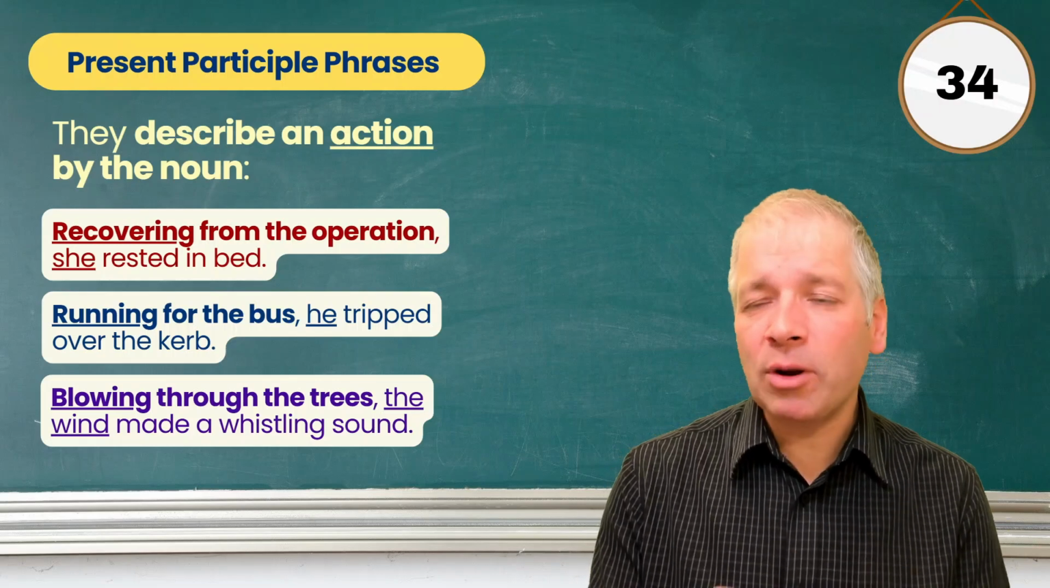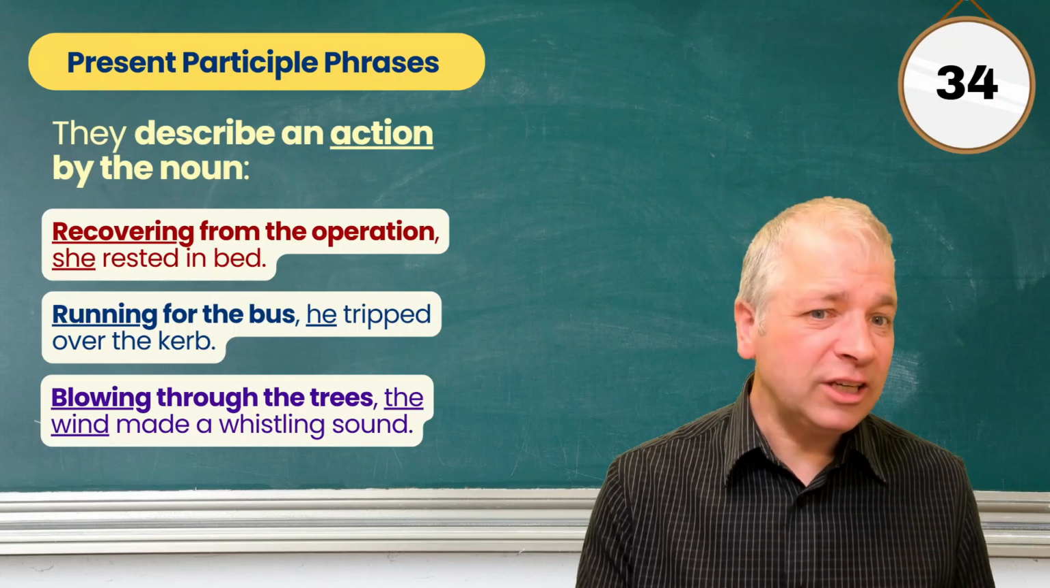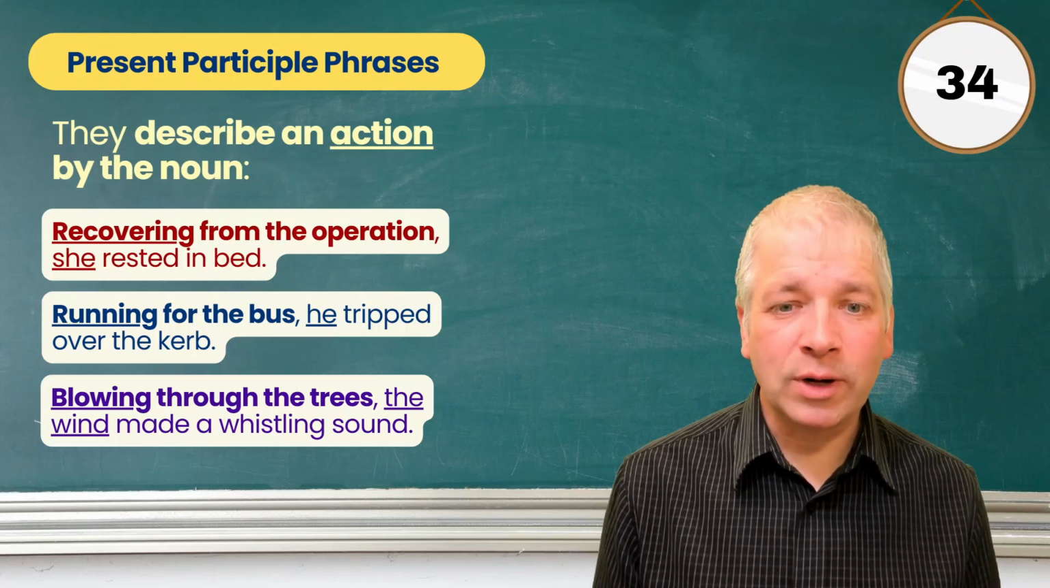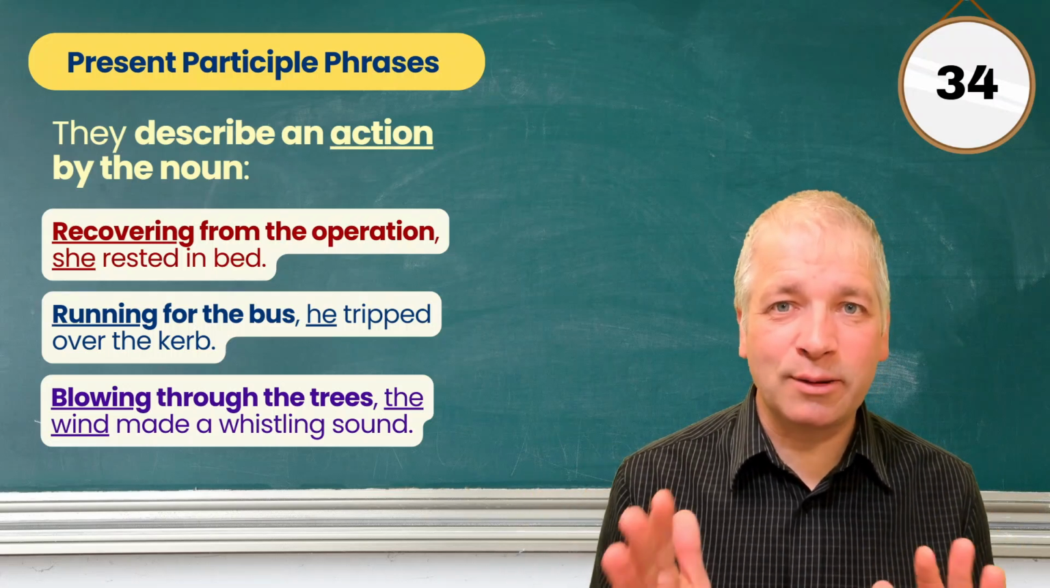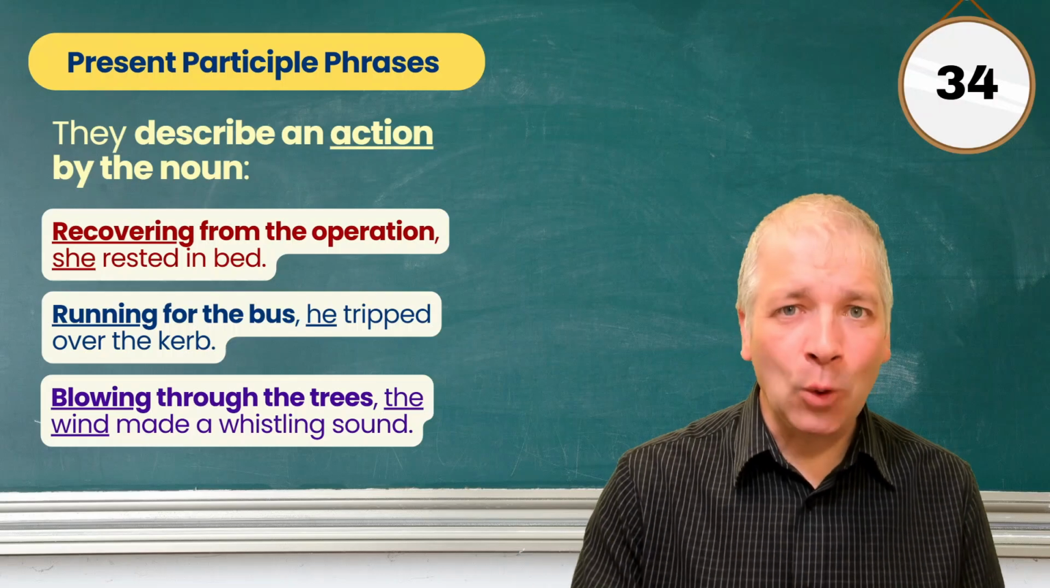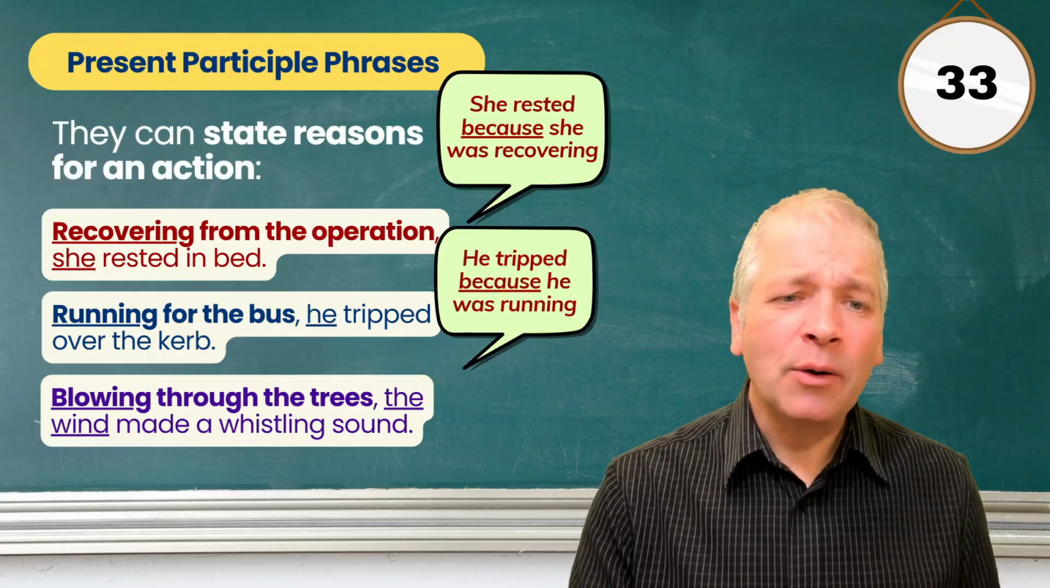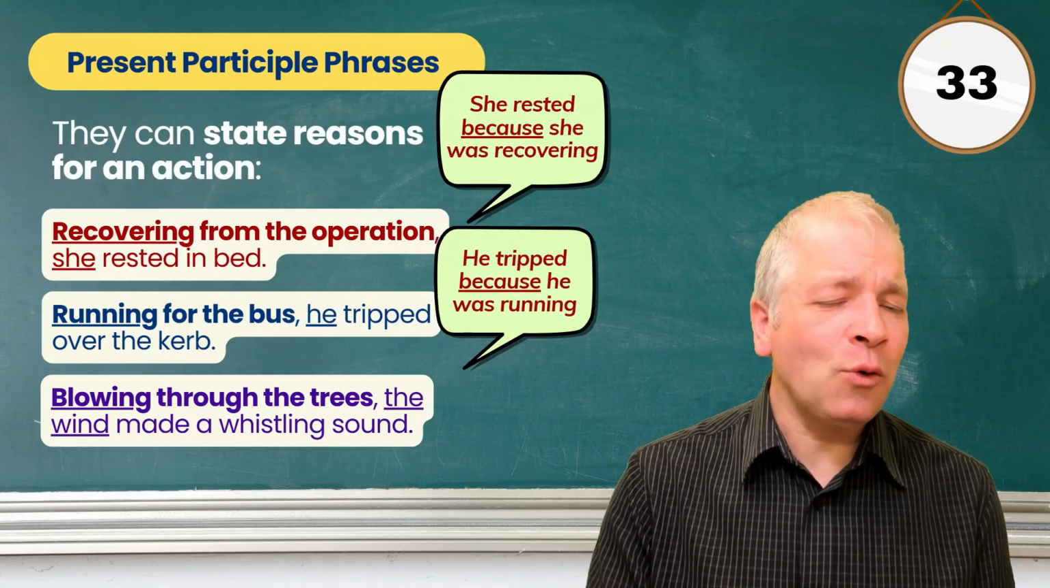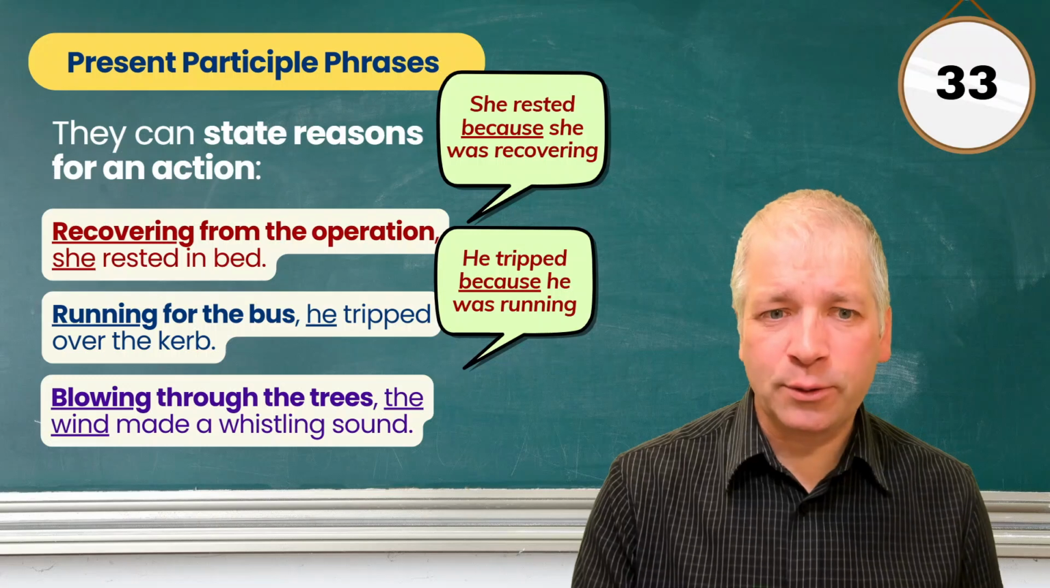Running for the bus, he tripped over the curb. What action did he do? Running. Blowing through the trees, the wind made a whistling sound. What did the wind do? What was the action of the wind? Blowing. Now, they can state reasons for an action, and that's what happens in the first 2.